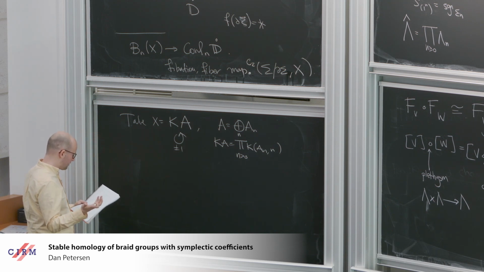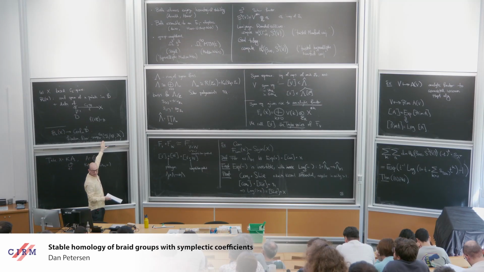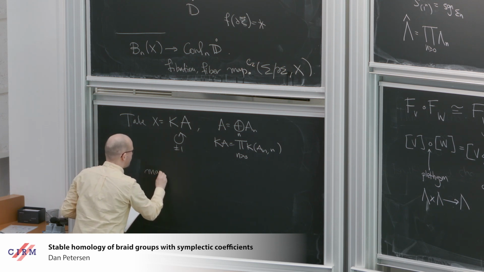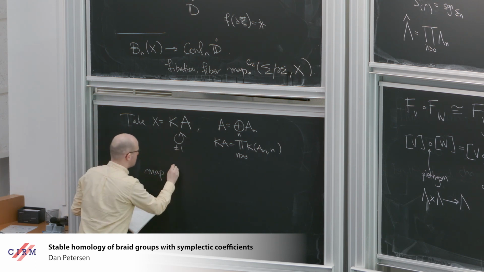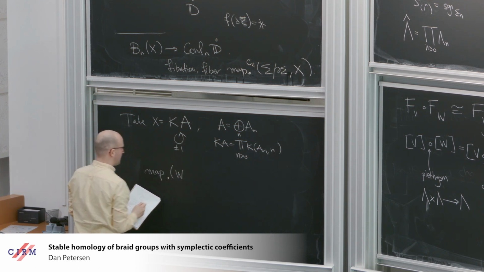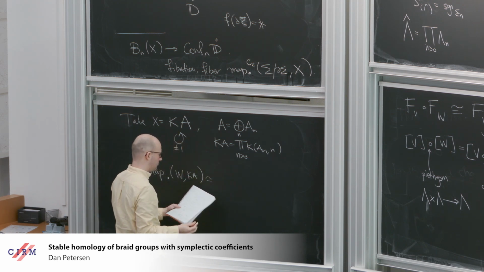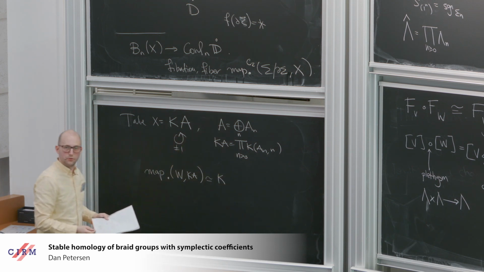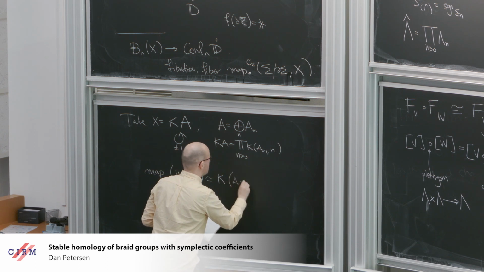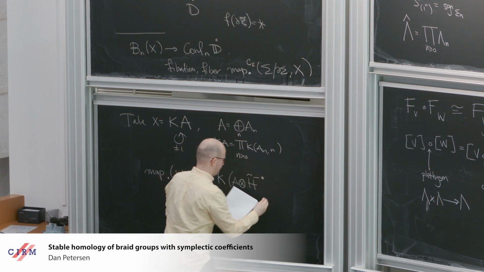And now something wonderful happens, because let's think about what this fiber is in this case. So then I have, for any space W, the mapping space from W to Ka is homotopy equivalent to a product of Eilenberg-MacLane spaces, namely K of A tensor this thing.